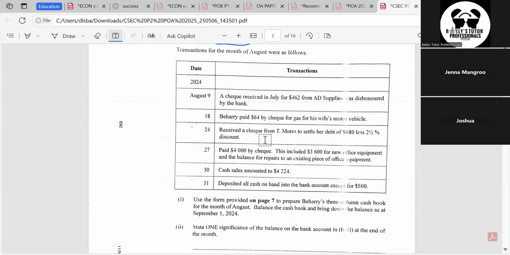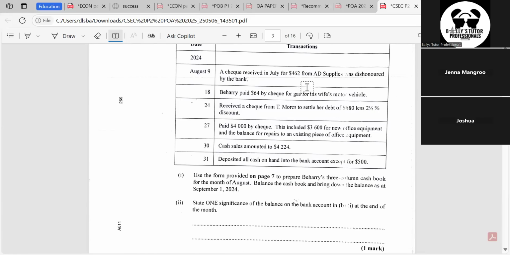Next one, paid $4,000 by check. This included $3,600 for new office equipment and the balance for repairs for an existing piece of office equipment. All right, so we're going to separate that into two payments, right? Yes, sir. But in the end of the day it is a payment. So which side are we going on, debit side or credit side?